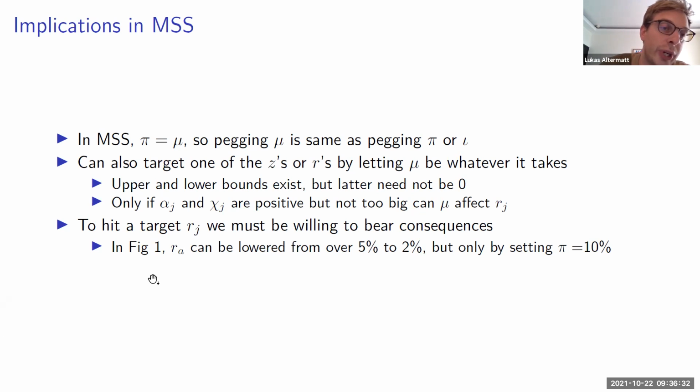Right, and also to hit a certain target for the return RJ, policymakers must be willing to bear the consequences. So, for example, in this figure 1, which is a numeric example, policymakers can lower the return on the asset from 5% to 2%, but this requires setting inflation up to 10%, which is typically bad for welfare.